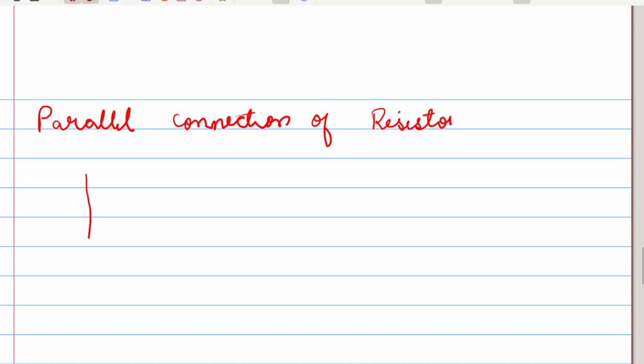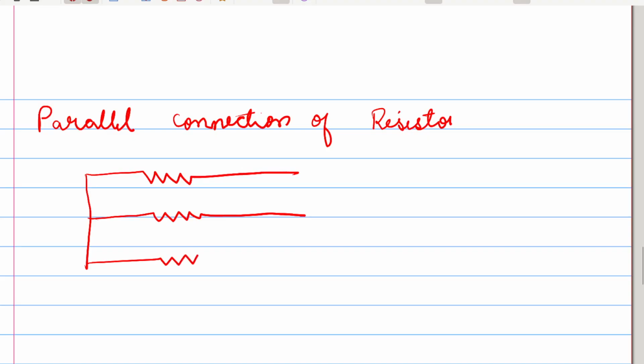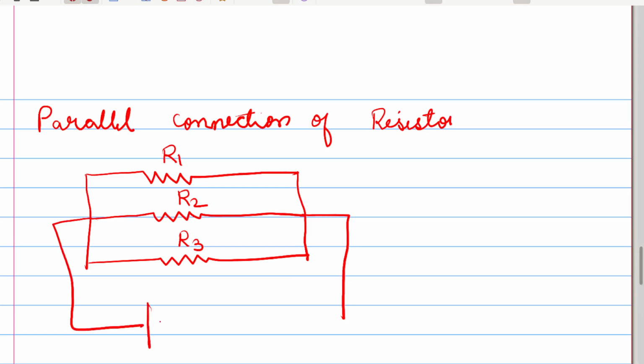Let us say three resistors having values R1, R2 and R3 are connected in parallel across the supply voltage V.